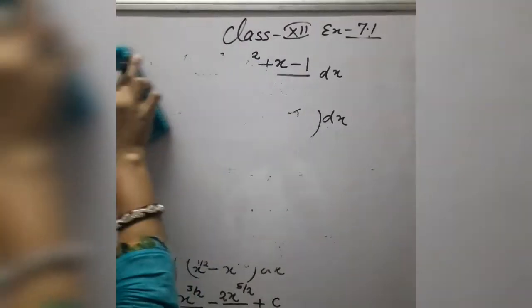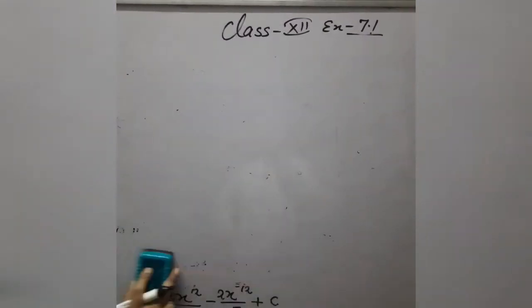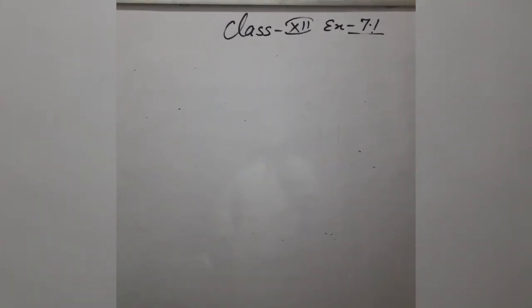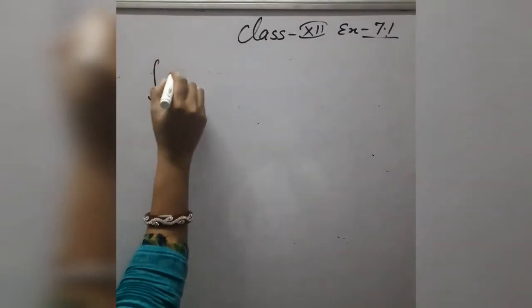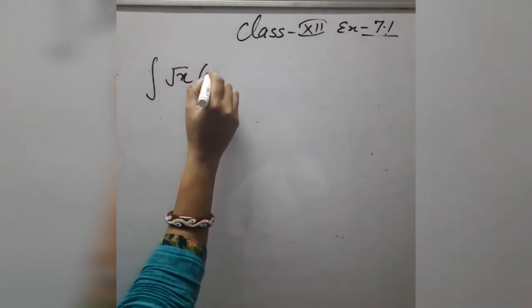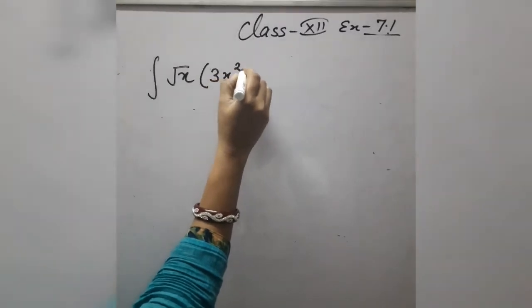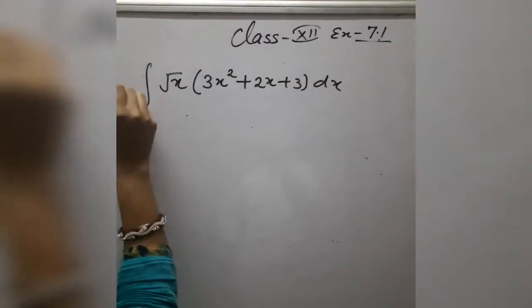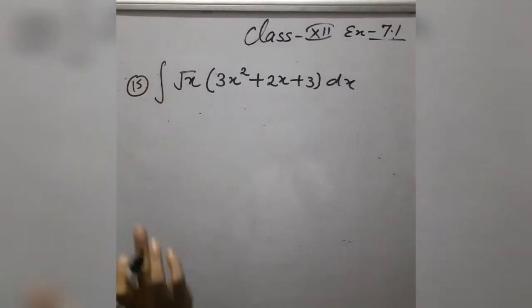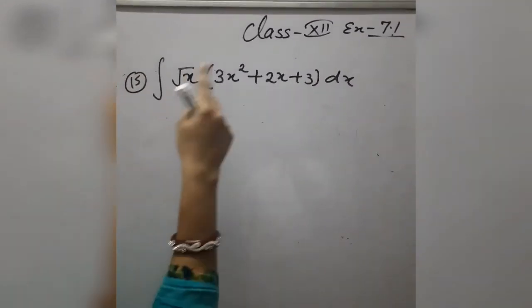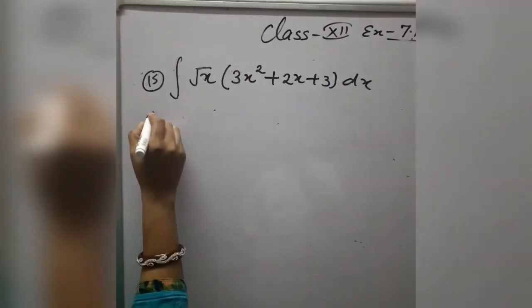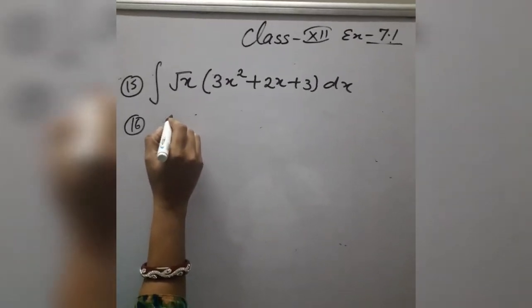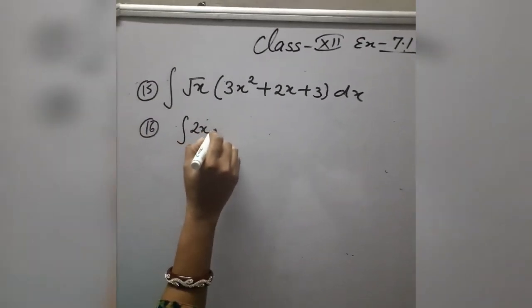Now see question number 15. In the 15th question, the given function is again root x outside the bracket, and inside the bracket 3x square plus 2x plus 3. I am not explaining this question. This sum is also just like the 14th sum. You will multiply this root x inside, and after that you will integrate it. Now see the 16th sum. In the 16th sum trigonometric ratios are used.